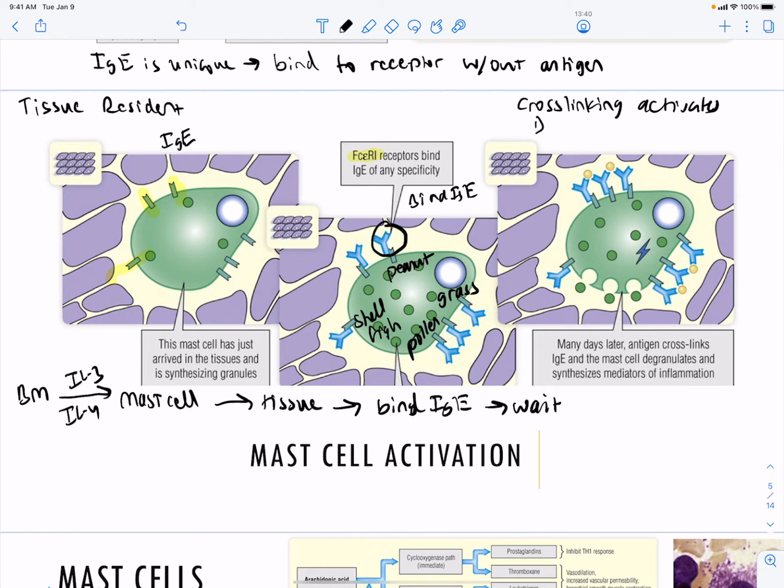And cross-linking: 1 requires antigen, 2 requires IgE, and 3 requires Fc epsilon R1. And so here you have your antigen, those are yellow dots binding to IgE on the surface, and that is called cross-linking when you have multiple dots binding to multiple IgEs on the surface of a single mast cell. And they're going to cross-link, and your mast cell will then degranulate.